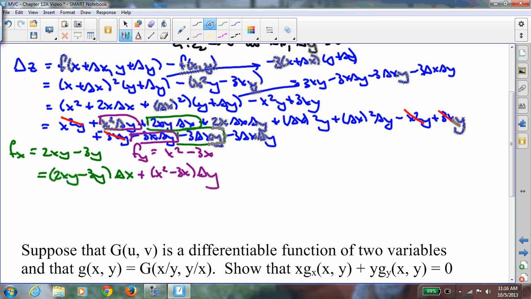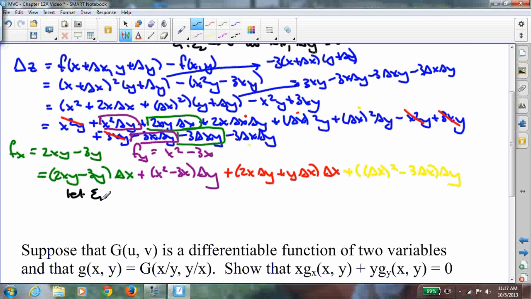So I'm going to do this one at a time. Since this one is a delta x term and this one is a delta x term, I want to put those together. So plus 2x delta y plus y delta x. Both of those are being multiplied by delta x, so I factored it out. And then I also need my delta y term, so plus delta x squared minus 3 delta x, and both of those are being multiplied by delta y. So I will let epsilon 1 equal 2x delta y plus y delta x. I will let epsilon 2 equal delta x squared minus 3 delta x.